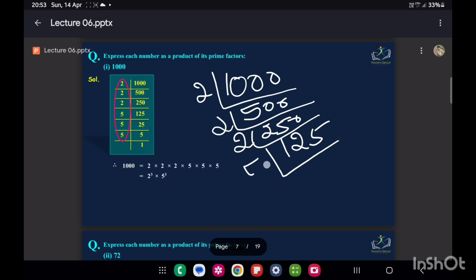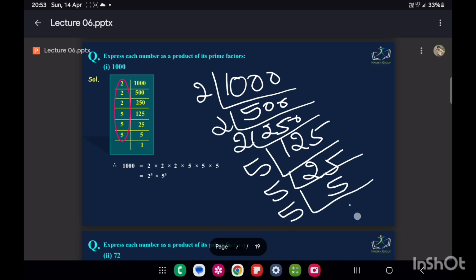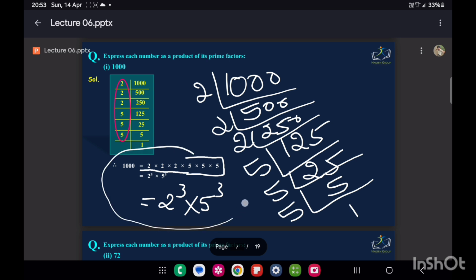125 can be divided only by 5. 5 25s are 125. Again 25 is divisible by 5. 5 5s are 25. Then again 5 is divisible by 1. So you will get 2 into 2 into 2, and 5 is repeated 3 times, 5 into 5 into 5. At the end you can write it as 2 power 3 into 5 power 3. This is the prime factor method.